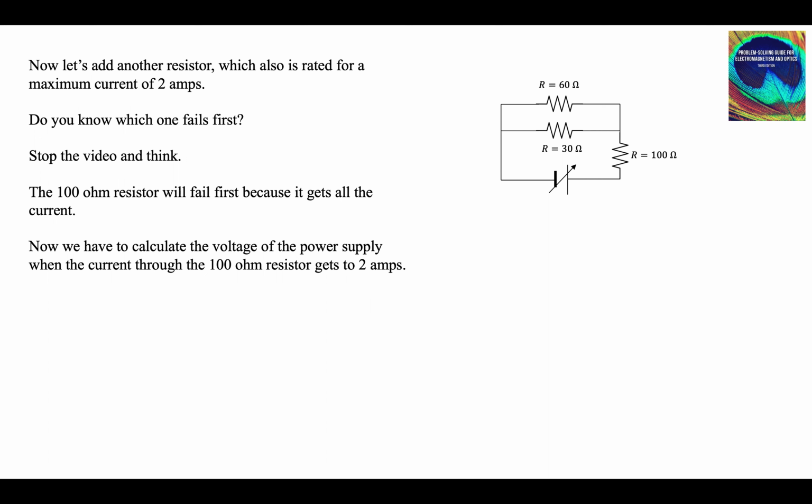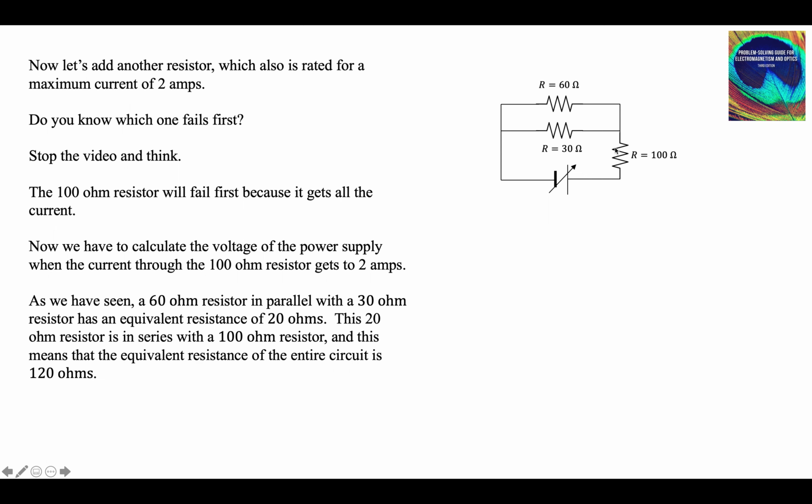So now I have to calculate the voltage of the power supply when 2 amps is going through here. There's a couple of ways to do that. We can get the equivalent resistance of the whole circuit. The 60 and the 30 in parallel gives a 20. You should do it. A 20 and a 100 in series gives 120.